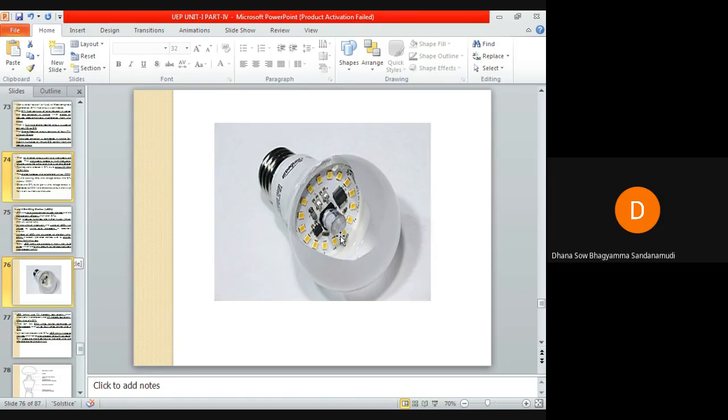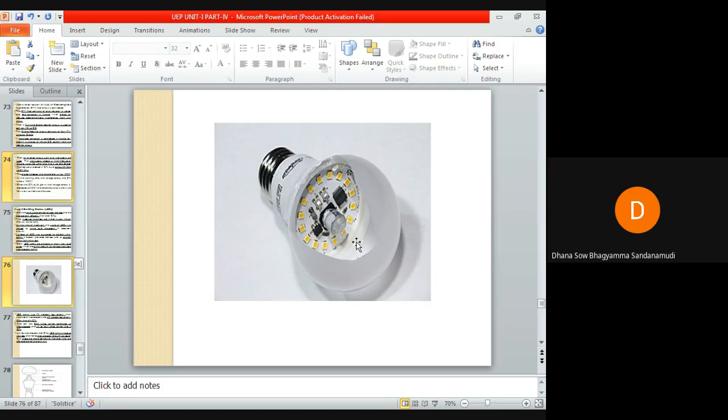The brightness of these lamps is much more when compared to incandescent lamps. So they have completely replaced the incandescent lamps now. Earlier we used to use incandescent lamps; now these LEDs have replaced them. These lamps consume 75% less energy when compared to incandescent lamps.